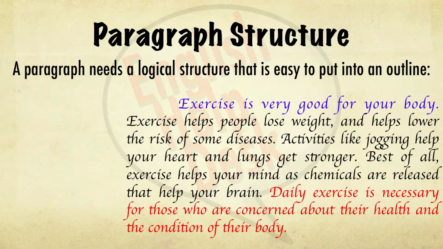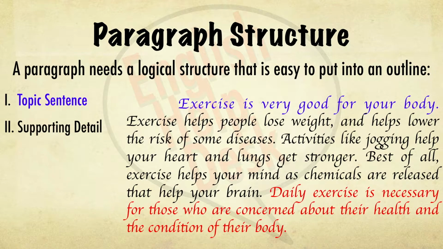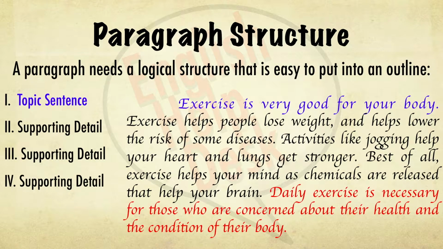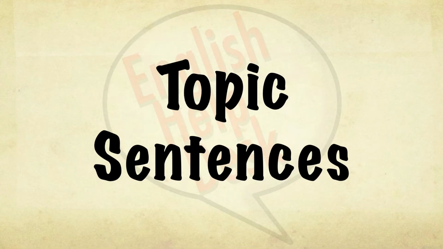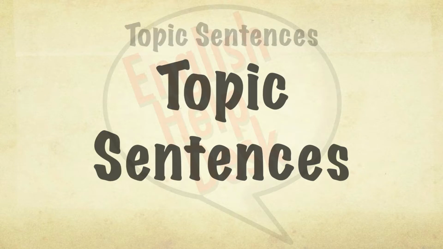Well, every paragraph needs a logical structure that is easy to put into an outline. We begin our paragraph with a topic sentence. Exercise is very good for your body. Then we have supporting details. In this example, there are 3 supporting details. And finally, we finish with a concluding sentence that mirrors and repeats the main idea introduced in our first sentence, the topic sentence. Let's have a look at topic sentences in a bit more detail.